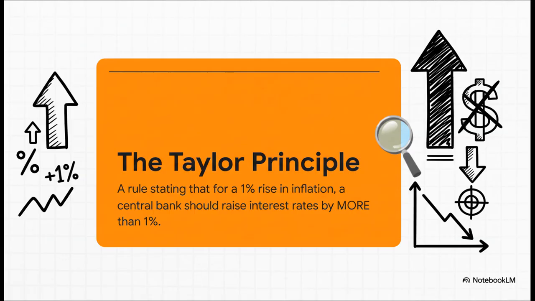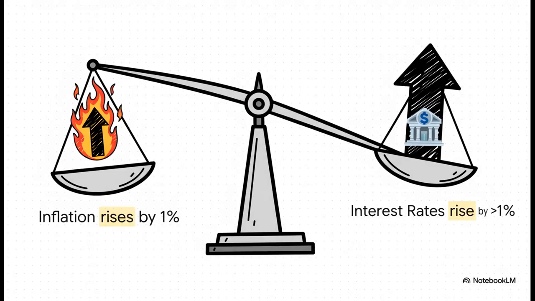It just says that if inflation ticks up by 1%, the central bank needs to raise its main interest rate by more than 1%. The whole point is to make it more expensive to borrow money, which should cool down spending and get inflation back in its box. See, by jacking up rates more aggressively than inflation is climbing, you're not just tapping the brakes on the economy, you're sending a powerful message.